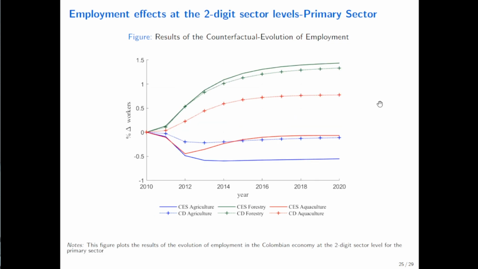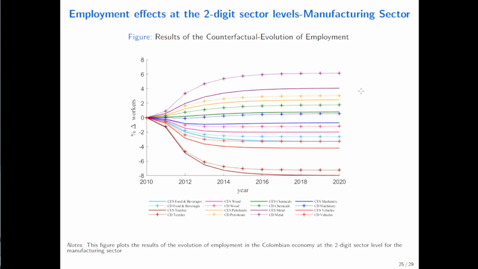Then you can also do this for each one of the one-digit sectors. Here I just separated agriculture, forestry, and aquaculture, and the effect is similar in the sense that usually the CES, the solid line, is going to be below the dotted line. Sorry, I got confused. The CES is going to be below the dotted line, and the reason is because they are substitutes in agriculture as well. We can do the same thing for manufacturing.